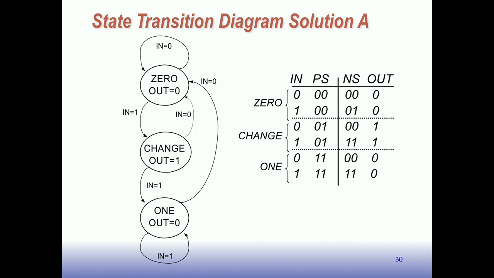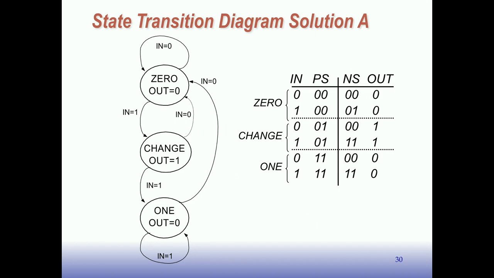So we go into this change state. So the circuit knows that it saw a change, and it asserts the output for 1. Now, if we get another 1, the signal's still high, but now we have to drop the output to a 0 because we said we want to assert the output for just a single clock cycle. So we get another 1, we go here. So we're in the 1 state now, and we change the output to a 0.